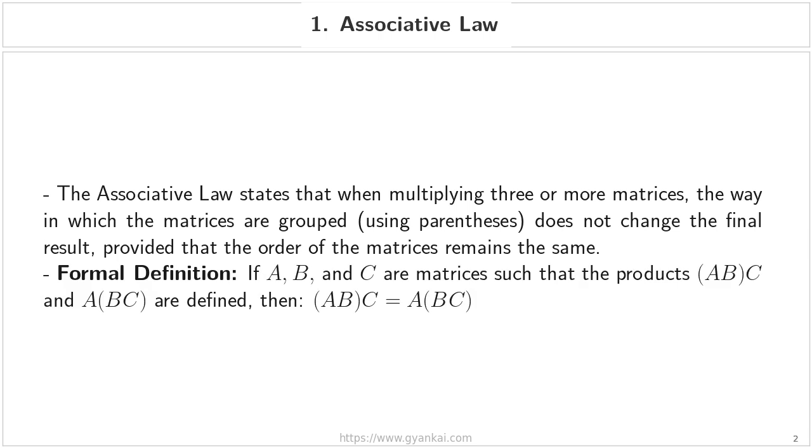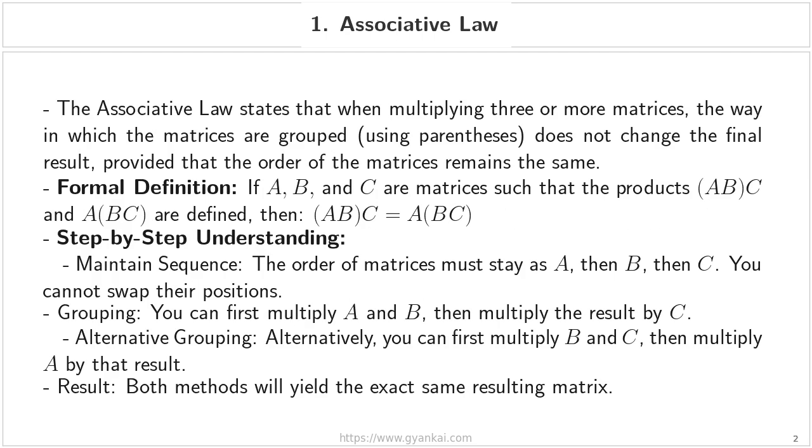To put this into a formal definition, if we have matrices A, B, and C, and the products are defined, then the product of A and B multiplied by C is equal to A multiplied by the product of B and C. Let's break this down step by step to ensure there is no confusion. First, you must maintain the sequence. The order of the matrices must stay as A, then B, then C. As we mentioned in the previous slide, you cannot swap their positions. Doing so would violate the rule of non-commutativity.